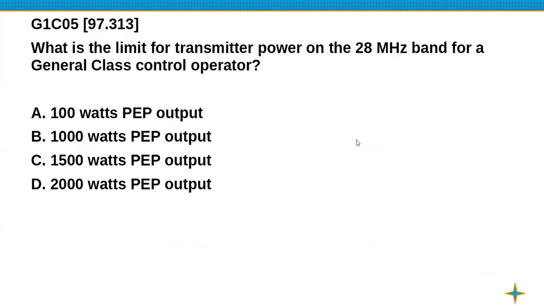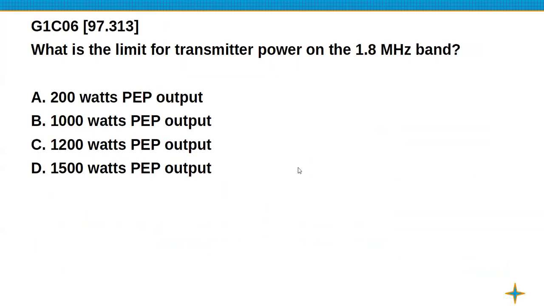What's the limit for transmitter power on the 28 megahertz band for a general class control operator? Alpha. Oh, PEP output. That's Charlie, right? Yep. That's another one. They threw that control operator in to confuse you. Extra information.